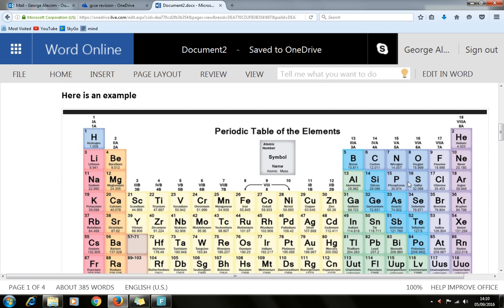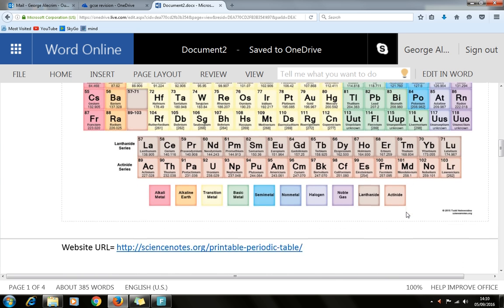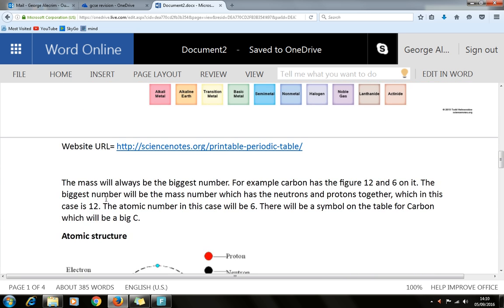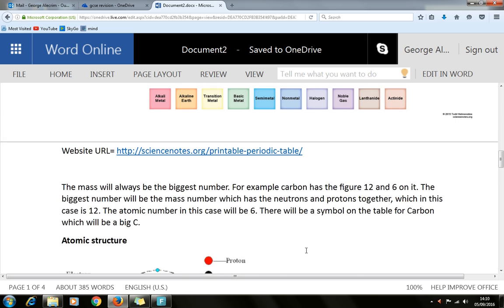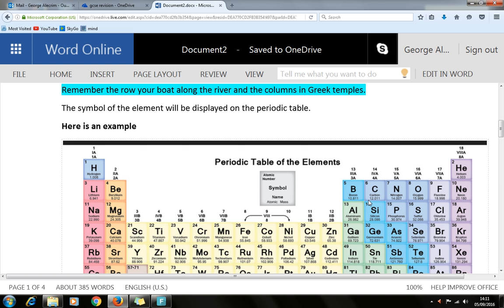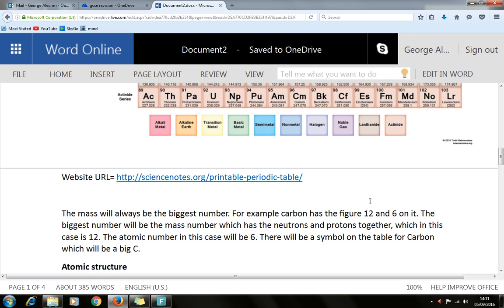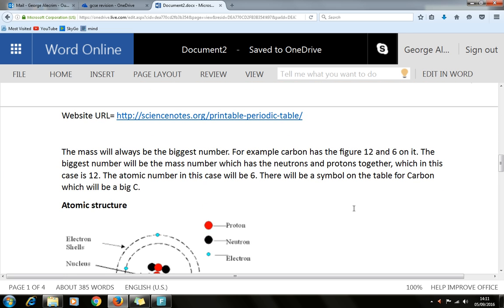Now, here's a periodic table, as you've just seen. This is an important fact here. The mass will always be the biggest number. For example, carbon has 12 and 6 on it. The biggest number will be the mass number, which has the neutrons and protons together, which is also known as the atomic mass, but it can just be called the mass sometimes, which in this case is 12. The atomic number in this case will be 6. Wherever the biggest number is, that's the most important. It doesn't matter which position it is, as long as the numbers are on there.